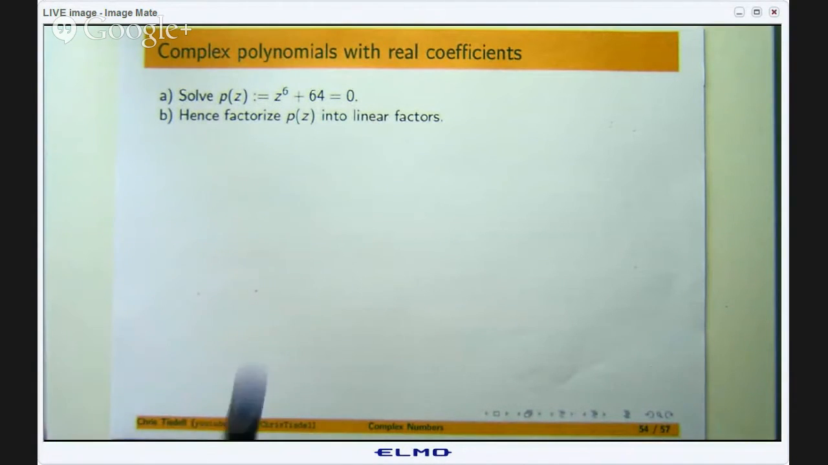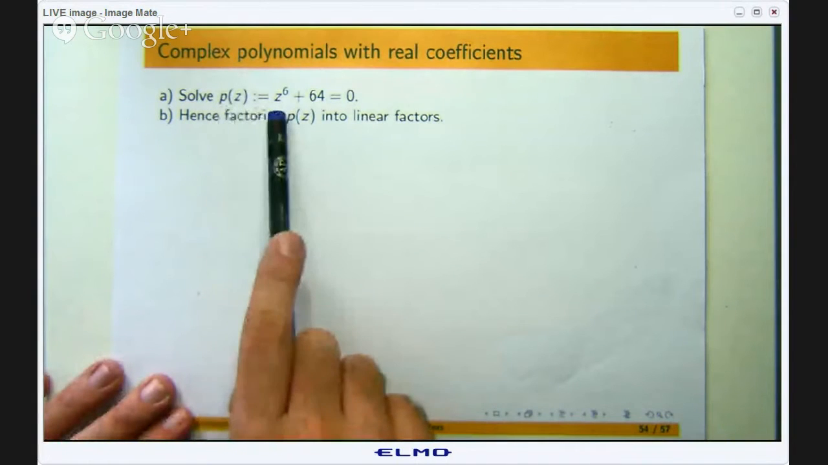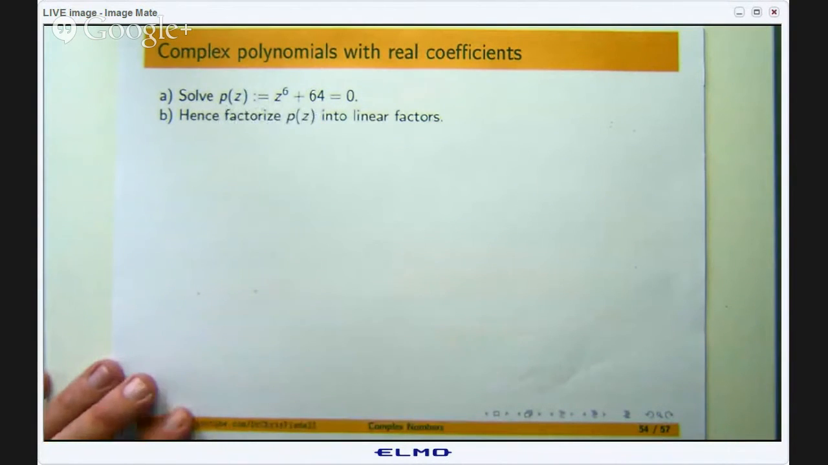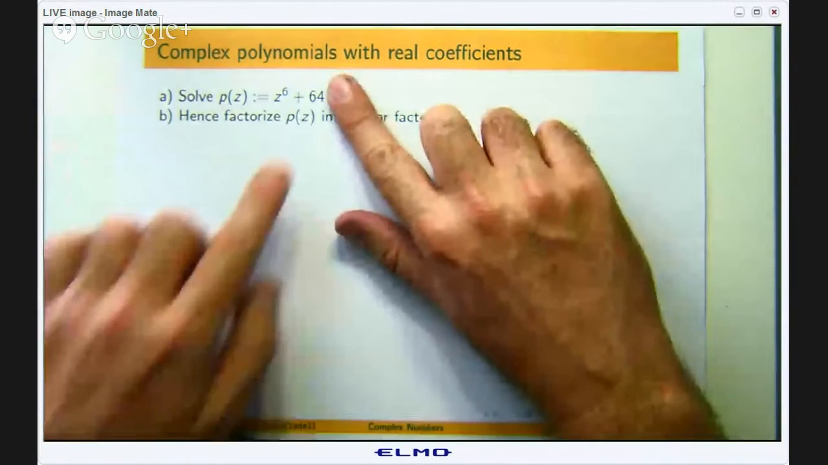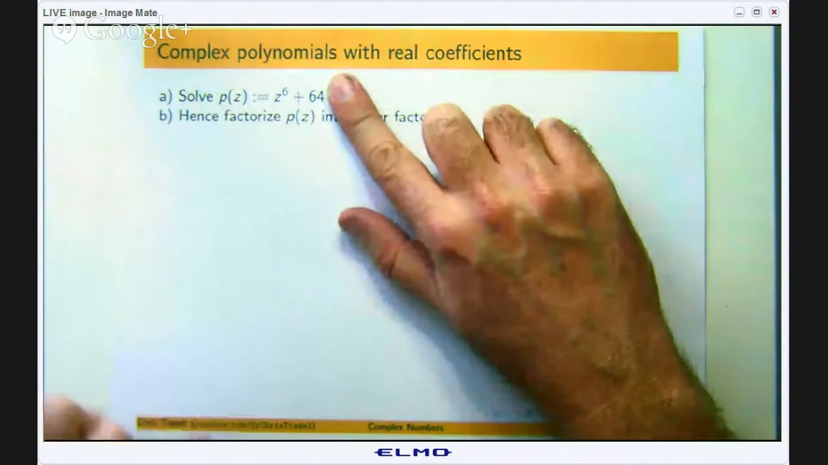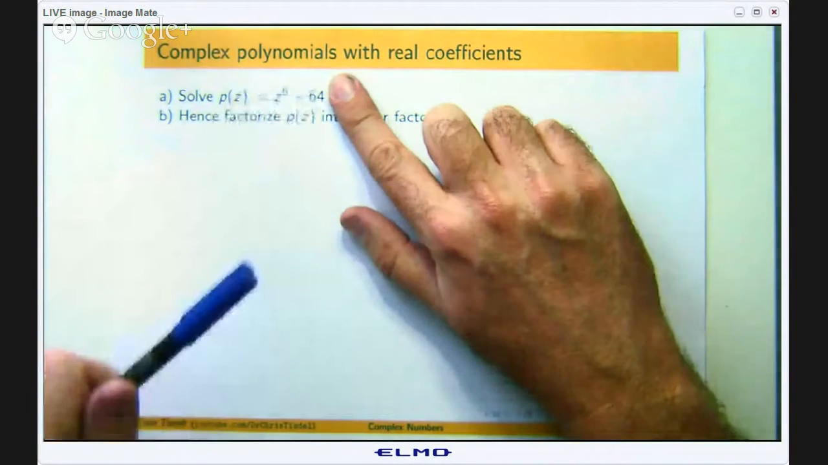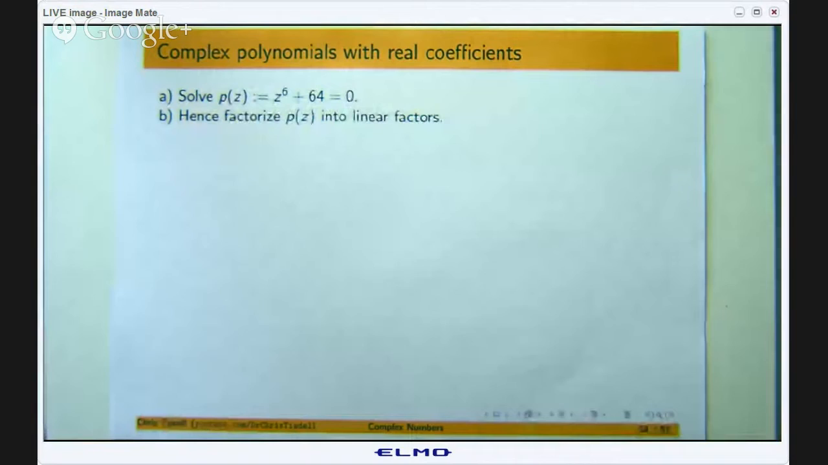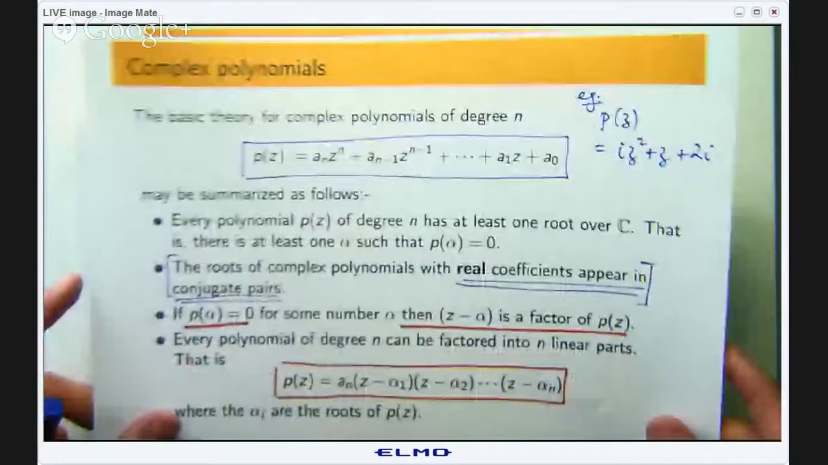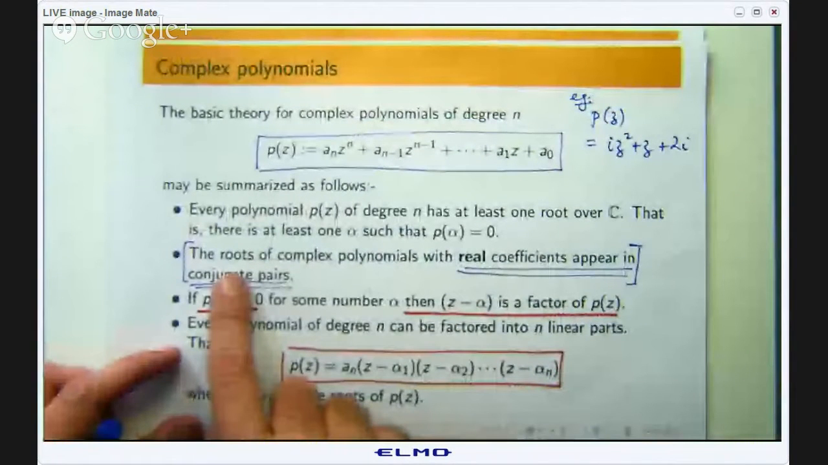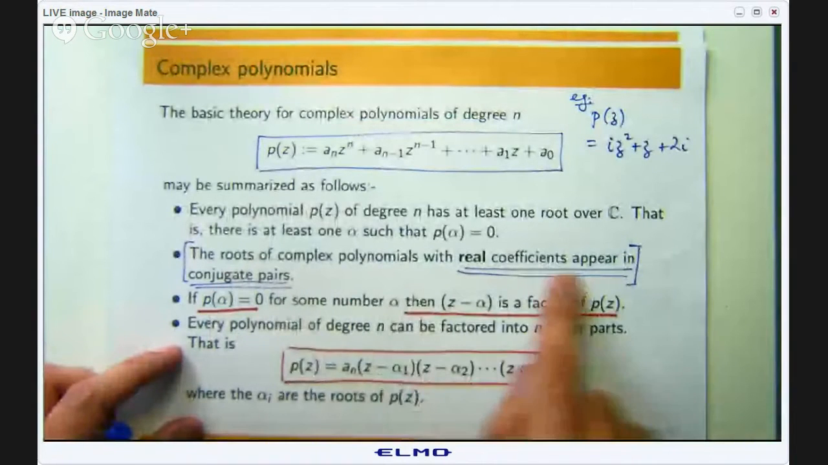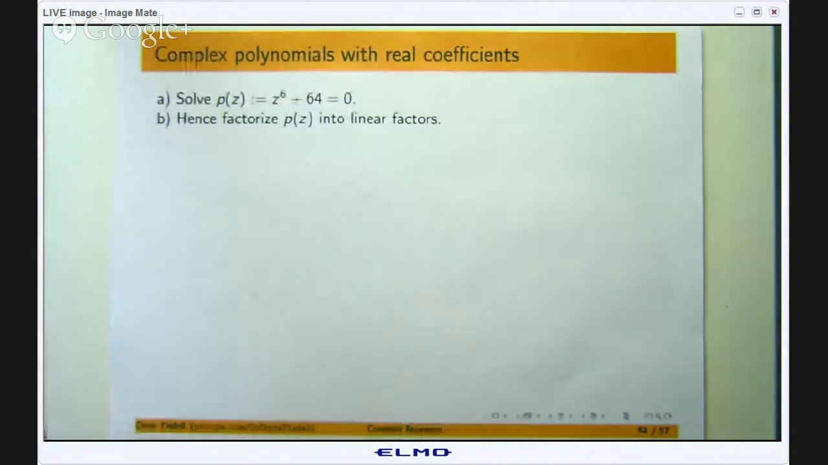Here we've got a polynomial, p(z), defined to be z to the 6 plus 64. Okay, so the polynomial's there. It is a polynomial of degree 6, and the coefficients are all real. So we know that the roots of this polynomial will appear in conjugate pairs. And lastly, the second thing we're asked to do there is to factorize p into linear parts.